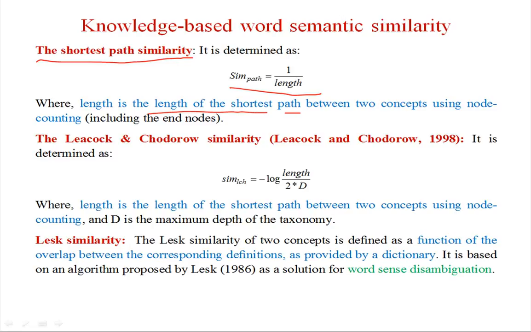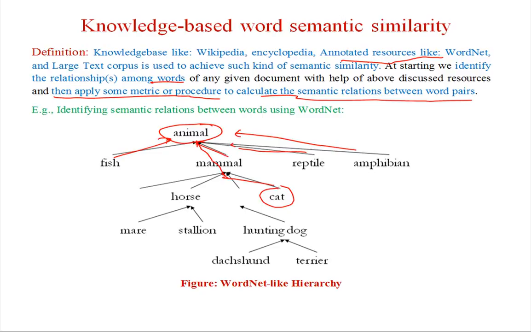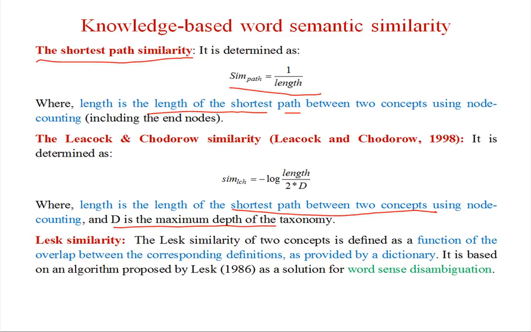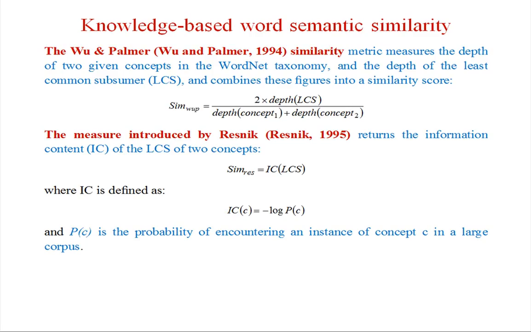The other is Leacock and Chodorow similarity. It is determined as similarity equals minus log of length divided by 2 times d, where length is the length of the shortest path between two concepts using node counting, and d is the maximum depth of the taxonomy. For example, if the maximum depth is 10, then d will be 10. Lesk similarity: the Lesk similarity of two concepts is defined as a function of the overlap between the corresponding definitions as provided by a dictionary. It is based upon the algorithm proposed by Lesk for word sense disambiguation.